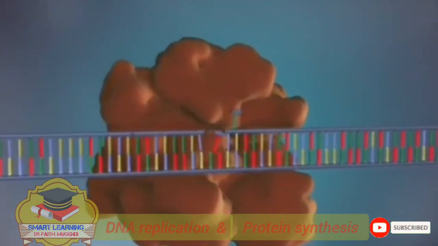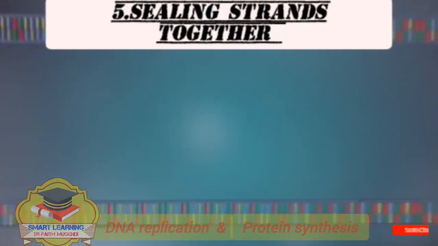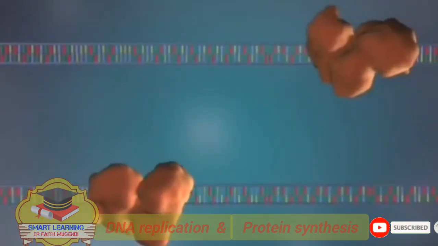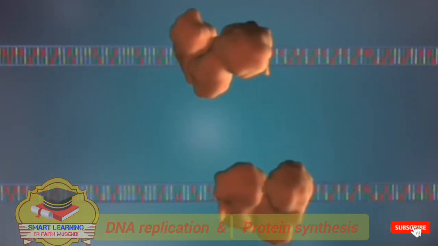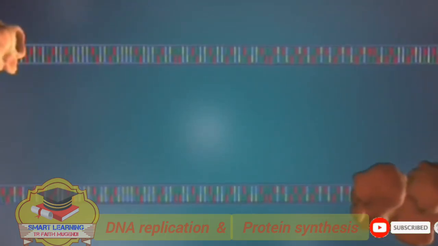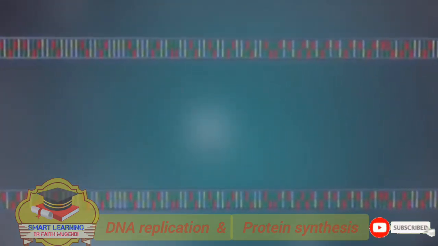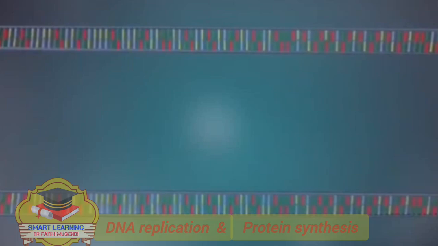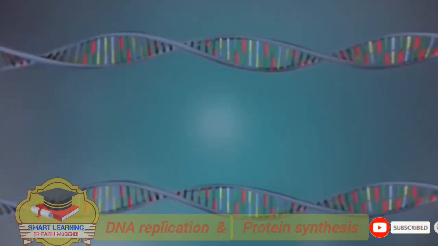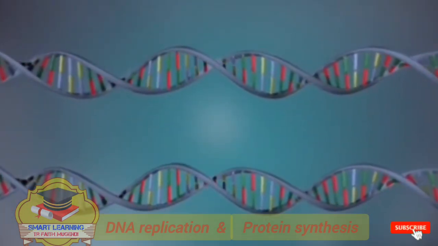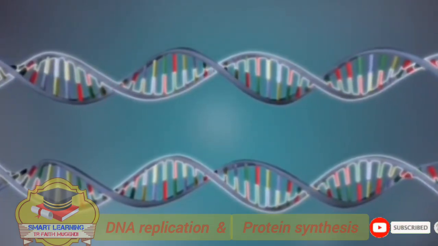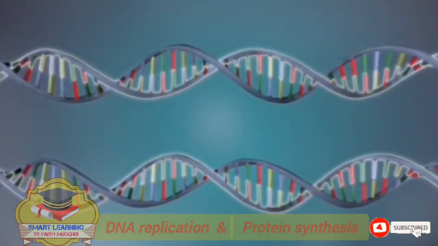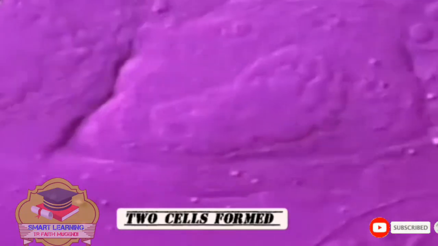Step 5. Sealing. Covalent bonds are then formed to seal between the new and the old strand, resulting in the formation of a new DNA strand. Note that both the template and the new strand then undergo coiling to form a double helix. By so doing, DNA is said to have doubled itself so that sufficient DNA is made available for each of the daughter cells during cell division or during repair of worn-out tissue.